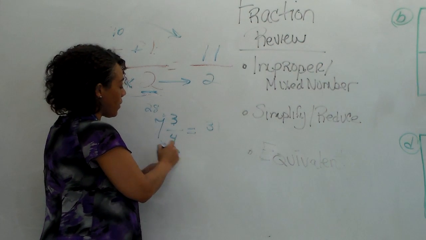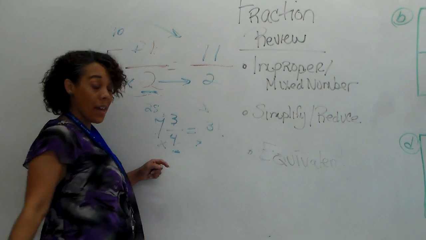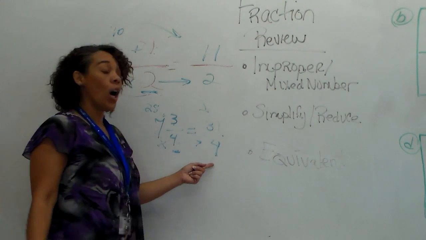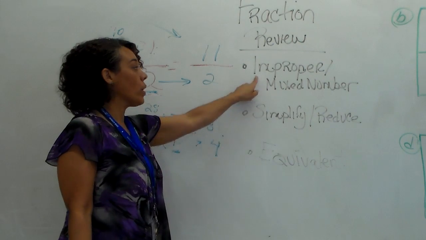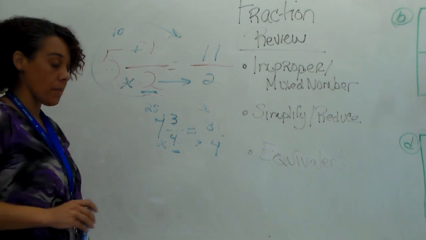I started from the bottom, now I'm here. But what's on the bottom? Again, the exact same start. So the denominator always stays the same when we're going and changing our mixed numbers to improper fractions.